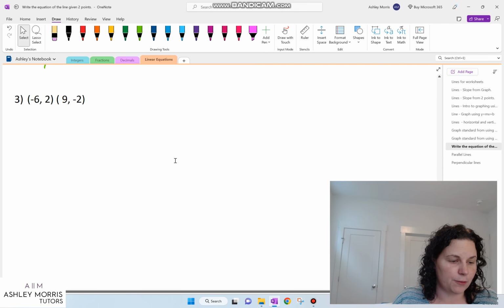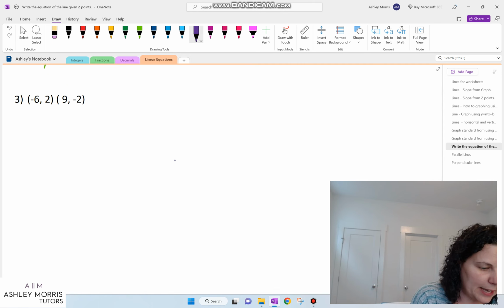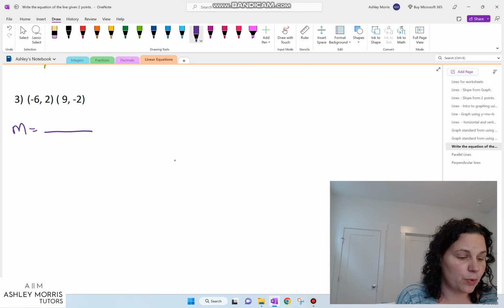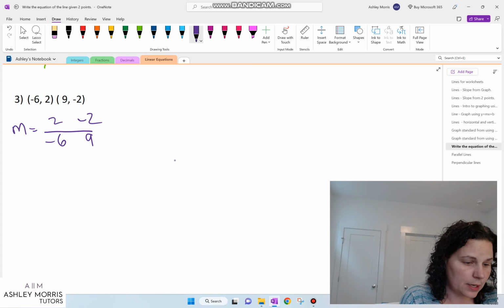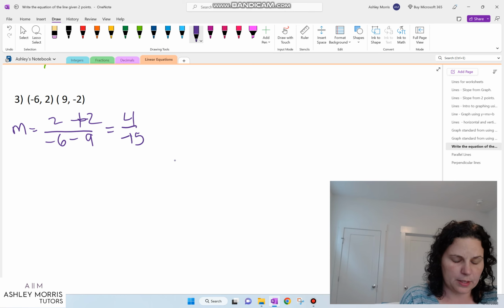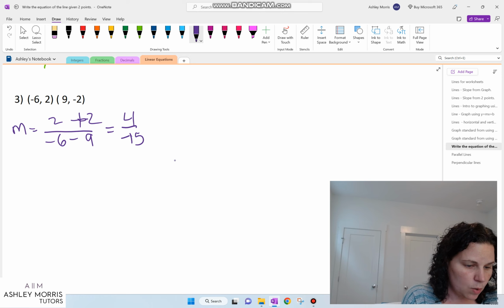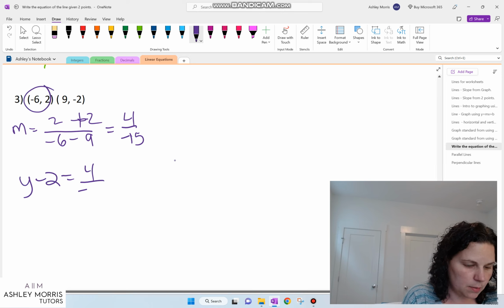All right, last one. If you're feeling good, pause here. Step 1, get the slope. Anytime you're writing the equation, step 1 is always get the slope. Down, up, and then subtract. Was that -15? All right, that one's kind of funky looking, but let's give it a shot. Y minus 2, I'm using the first one, equals m times x minus -6.